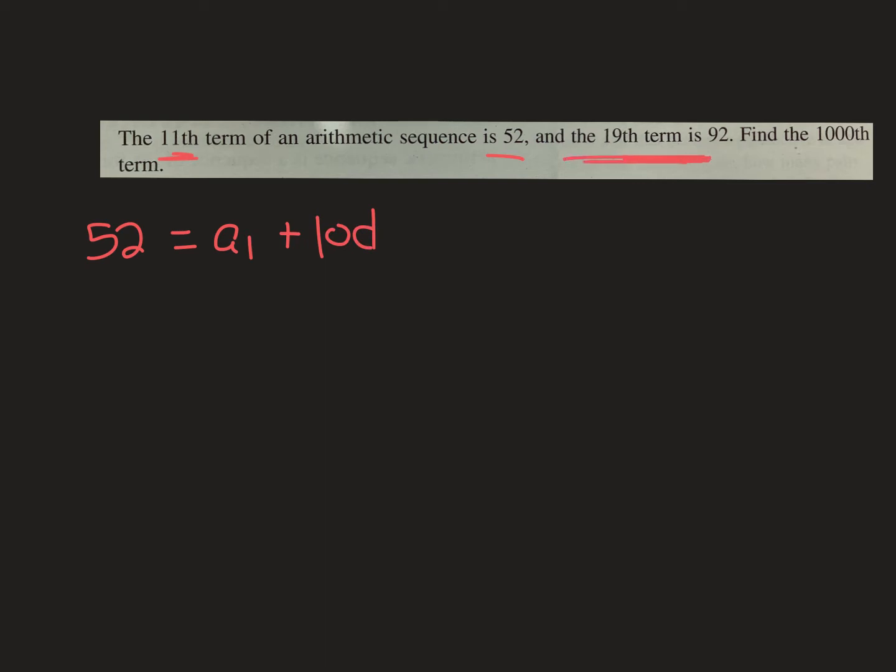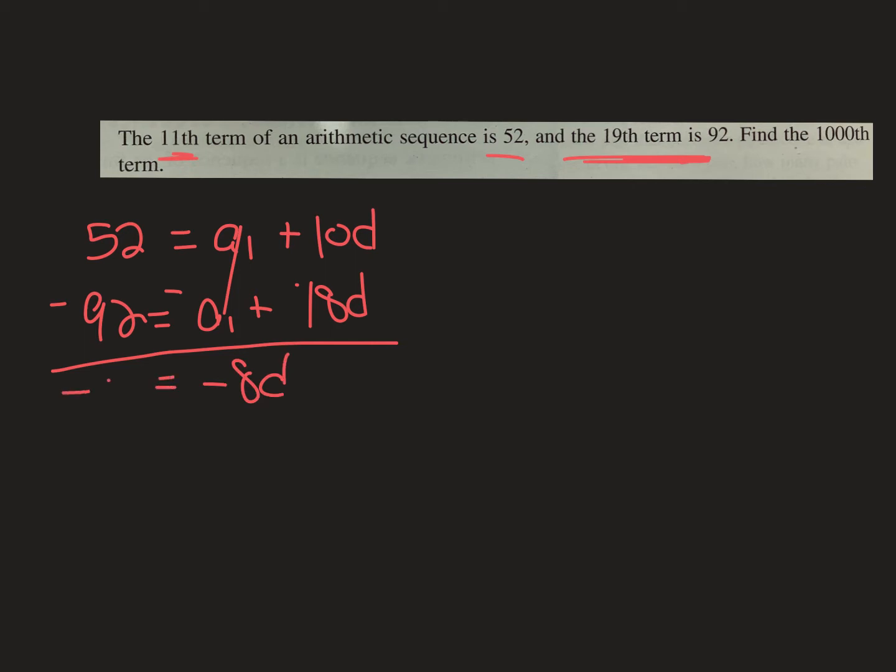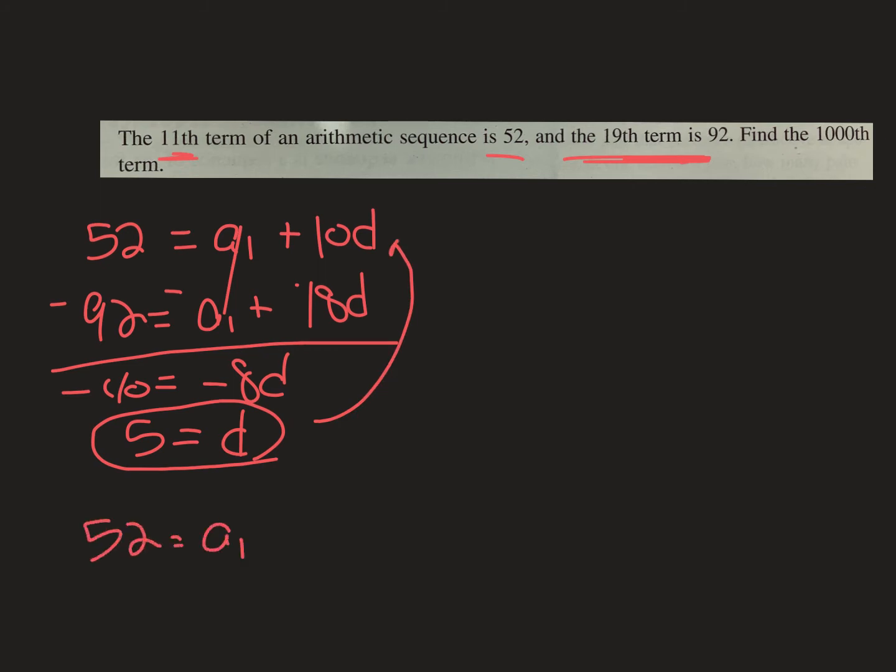Now, this one, the 19th term is 92. So 92 is the 19th term. That'd be the first term plus, because it's the 19th term, it'd be 18 times D. Now what that gives me right here is a system of equations, which I'm going to solve really quick. I'm just going to subtract those two equations together. Boom, boom, boom. That's gone. It gives me -8D over here, and here gives me -40, which means D is 5. That's an important thing. That means I know what D is now, which is the difference in the terms. And if I know D, I can plug it back in one of these right there. It gives me 52 is A1 plus 10 times D, which is 50. So the first term is 2.